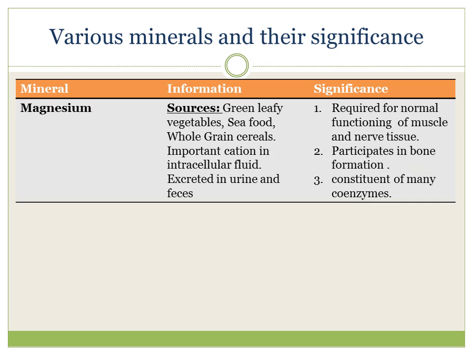Coming to the next mineral, it is magnesium. Magnesium is mainly found in green leafy vegetables, seafood, whole grains. It is an important cation in intracellular fluid. It is excreted mainly in urine and feces. Coming to the significance of magnesium, it is required for normal functioning of muscle and nerve tissue. It participates in bone formation. It is a constituent of many coenzymes.